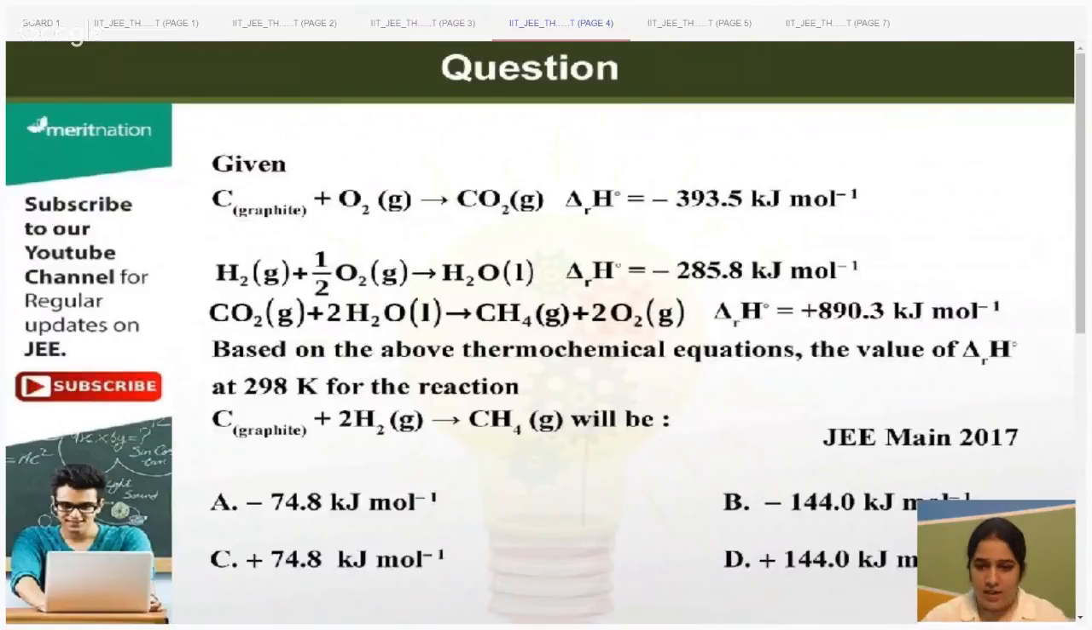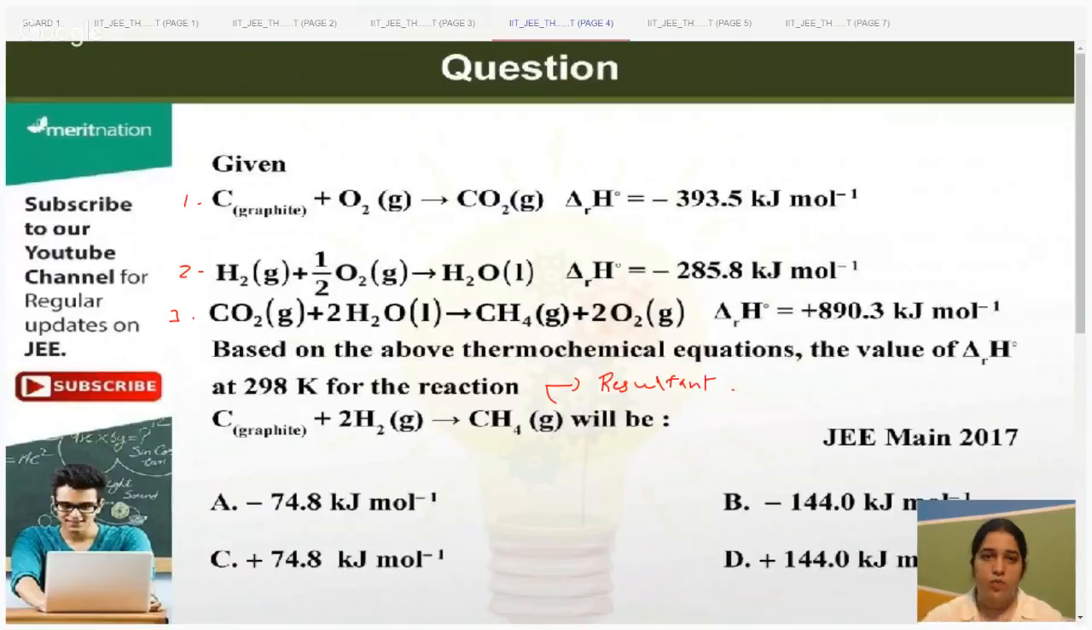Three reactions are given to us and their corresponding enthalpy of reaction in standard state is provided. We have the reactions C plus O2 gives CO2, H2 plus half O2 gives H2O, and CO2 plus H2O gives CH4 and O2. Let's name them reaction 1, reaction 2 and reaction 3. The question says, based on the above thermochemical equations, find the value of delta rH naught at 298 Kelvin for the reaction carbon graphite plus 2H2 gives CH4. So this is the required reaction that we want.